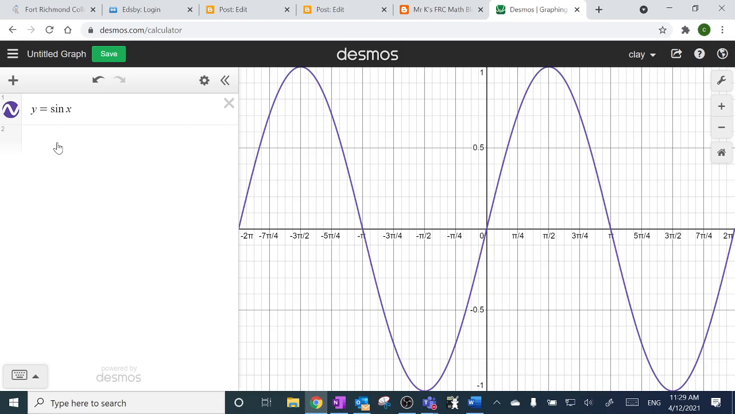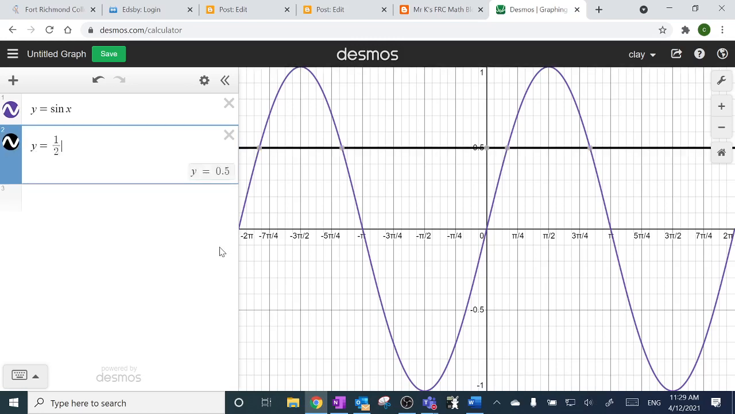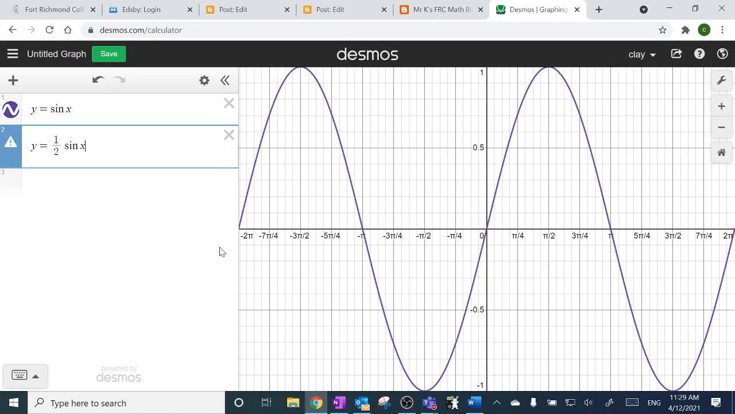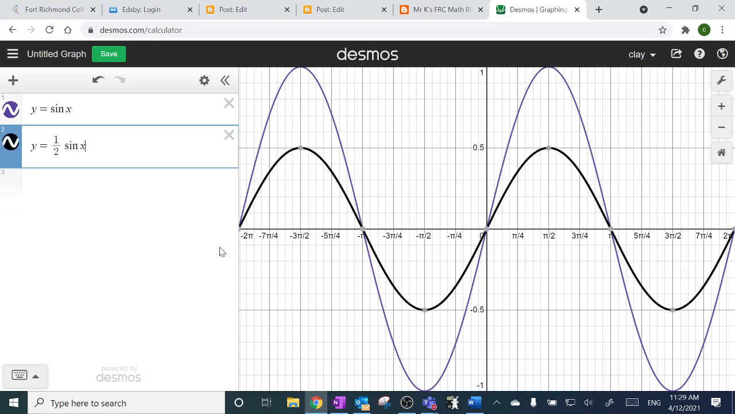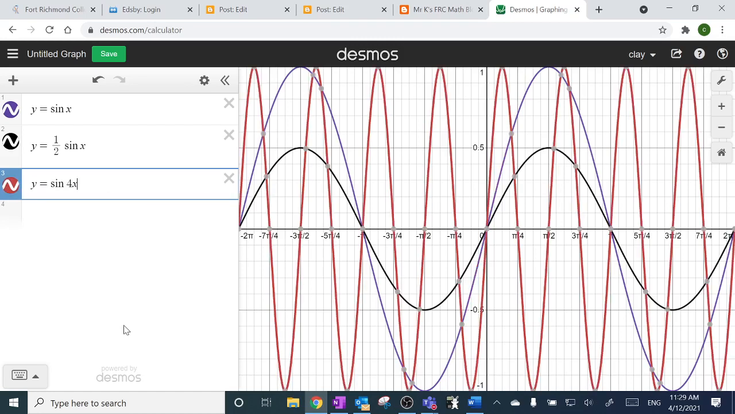And okay, what did we graph for sine? We also graphed y equals 1/2 sine x. So y equals 1/2 sine x. And there we go. Compare that to the notes we just did. And the other sine one we did was y equals sine 4x, which doesn't make it any taller or shorter. It just squooshes more cycles in. So y equals sine 4x. Ah, that's much prettier than mine.